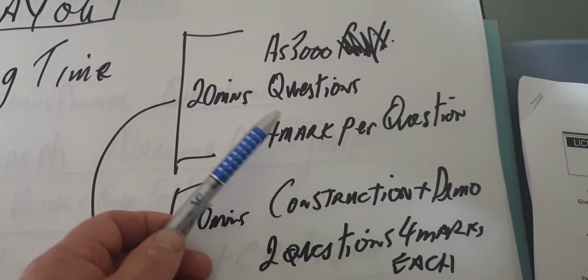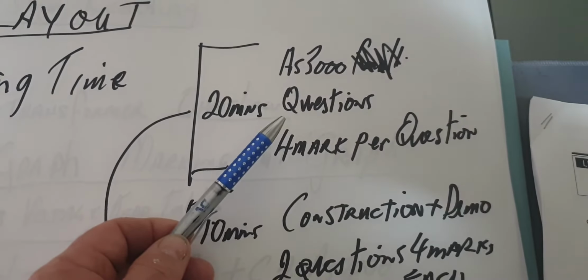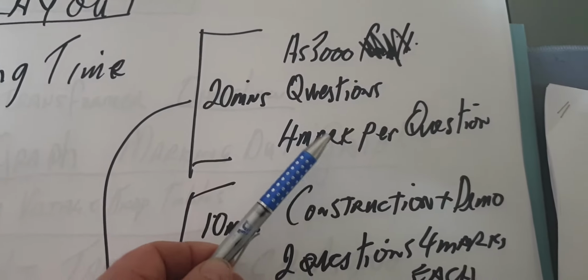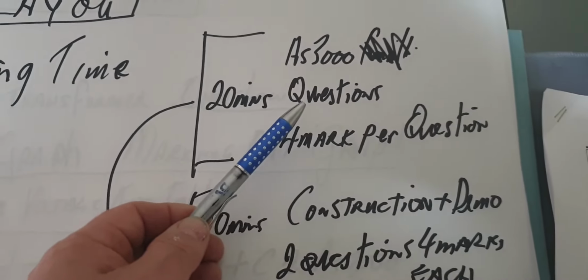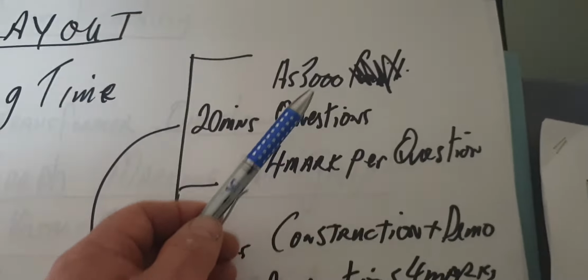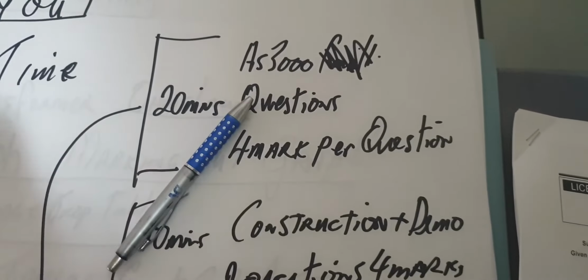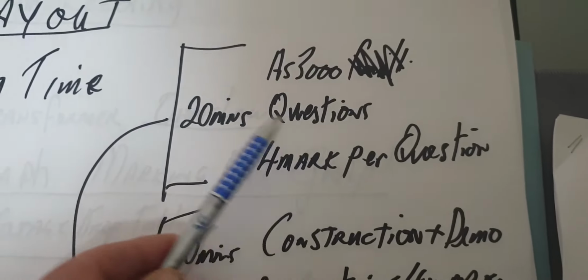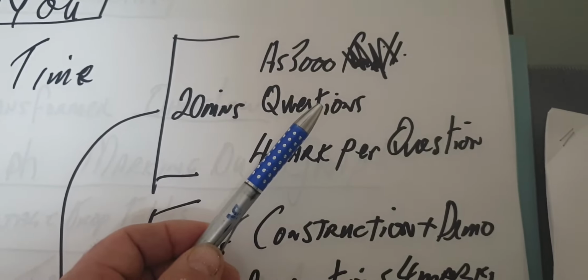Then we go on to AS3000. We have 5 questions at the very start of the paper, with a 20-minute window to do them as well. They're worth 4 marks each. Like I said, coming back from visual faults up to AS3000, 5 questions, there's a fair bit of bulk marks here, and you're using the same book. You're not digging around or making yourself look through other ones.